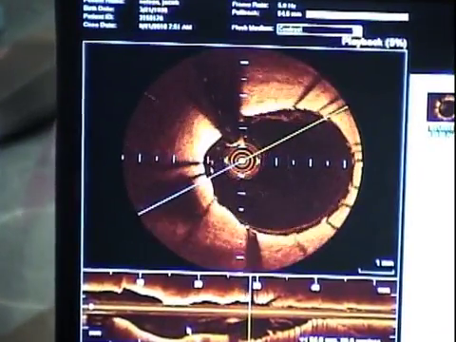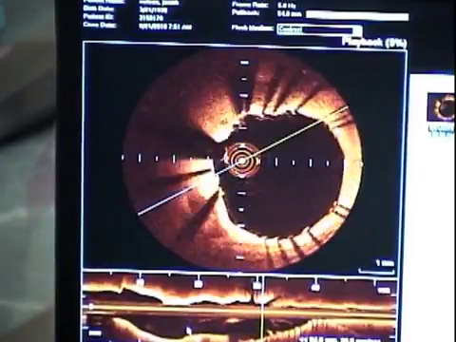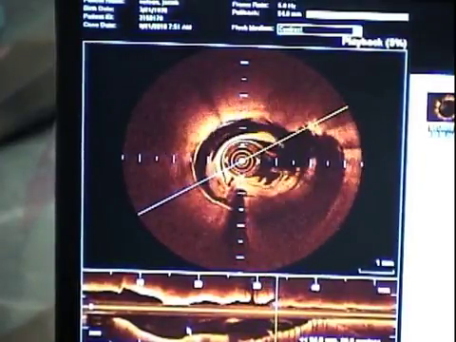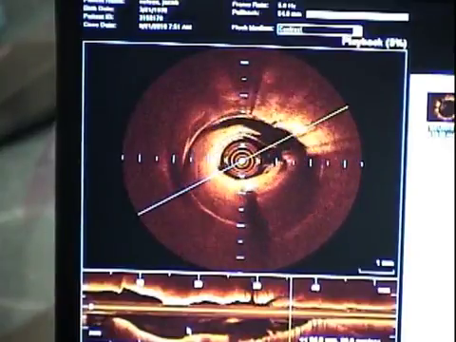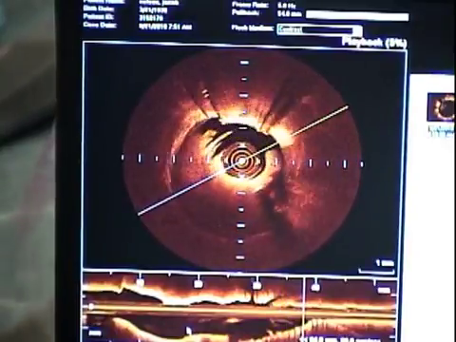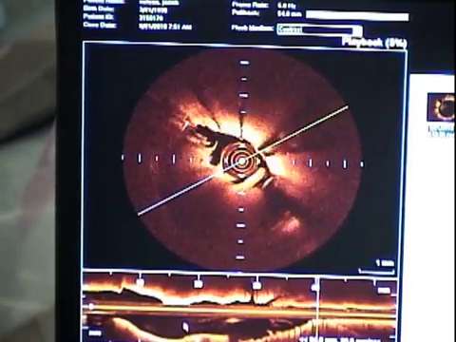Yeah, you see the stent struts now. Nicely. Now you start seeing it. Good. You want to do one more run? Yes, I think that would be very instructional.